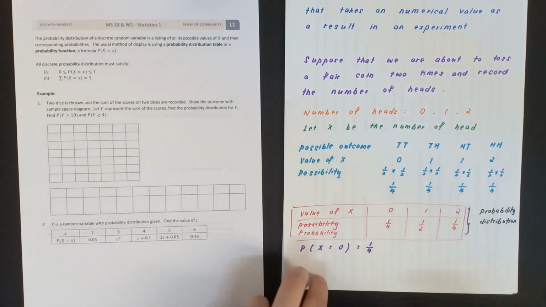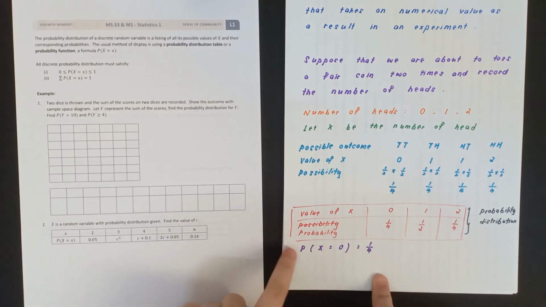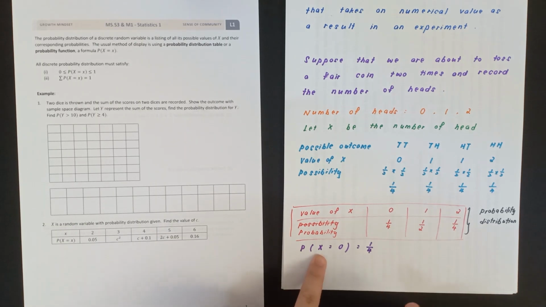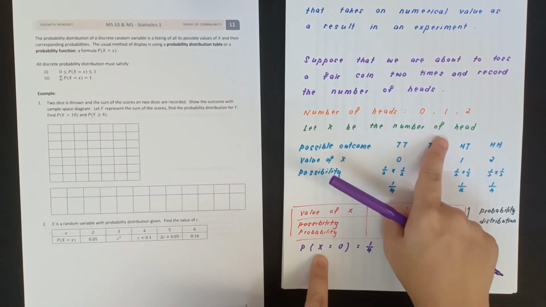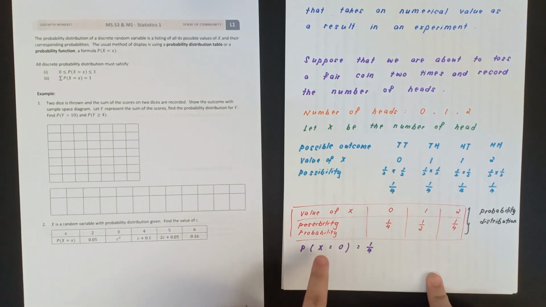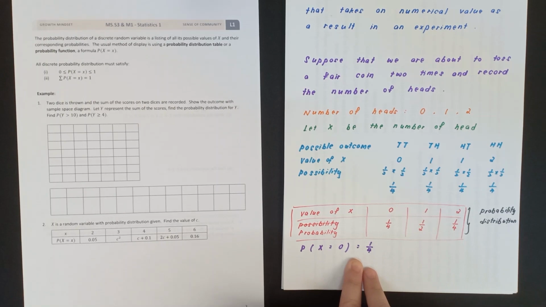Okay, what does that mean? Your X is the number of heads, right? So in a very easy interpretation, how do you read this? It's basically the probability for the random variable, the X meaning the random variable, in this case the number of heads. The probability for the number of heads equals 0 is 1 over 4.